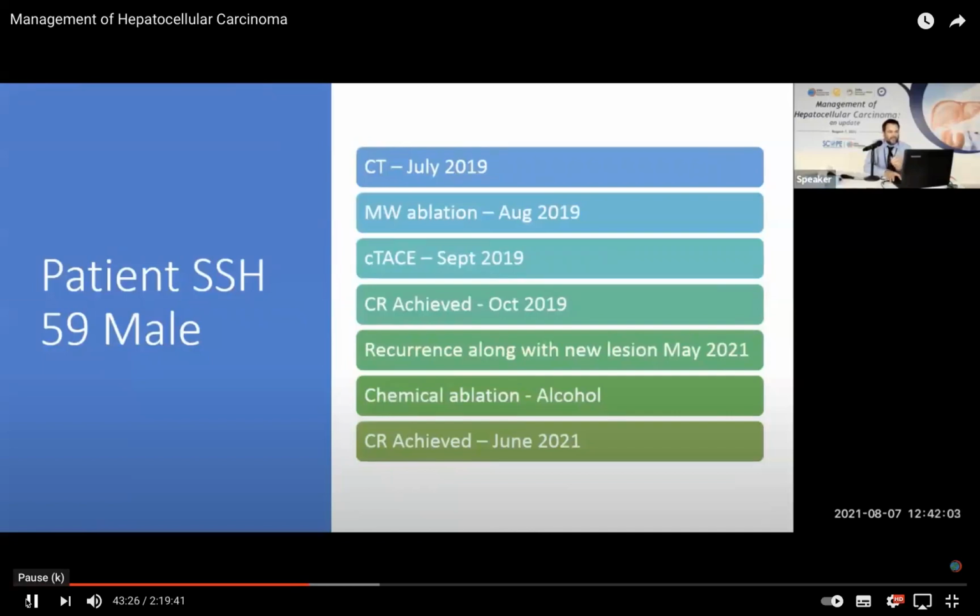Just two other examples. This is a patient who presented in July 19.